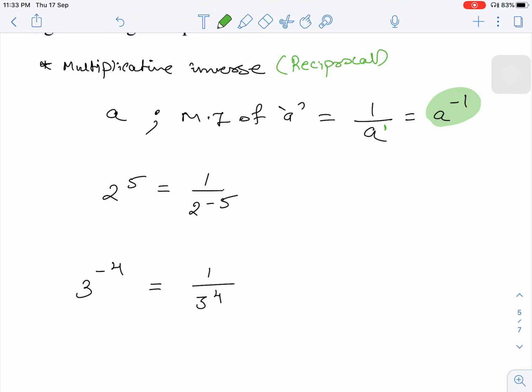Suppose we have another example, 1 upon 4 raised to minus 7.